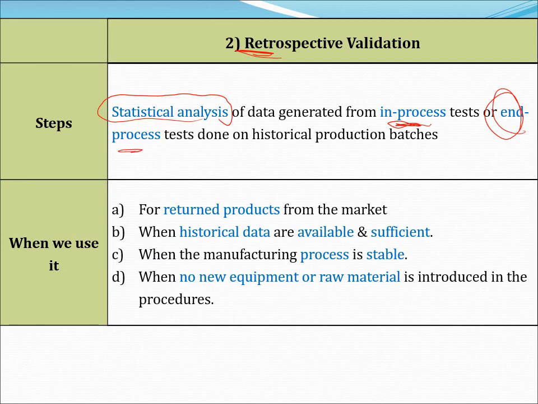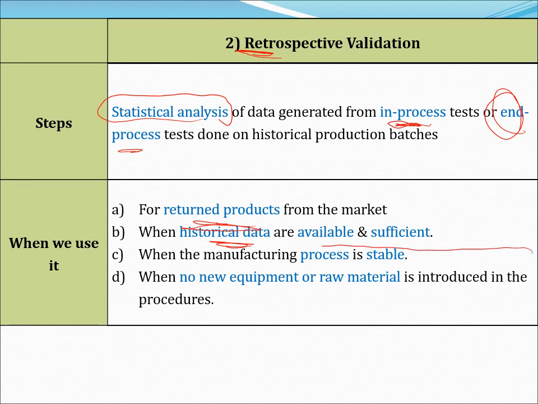You will do retrospective validation if there are returned products that came back from the market. If there is a recall for a certain batch due to a certain problem, you cannot make validation in advance now. You have to make it retrospective, because the product is already produced and distributed to the market, and then you have a problem, so you made a recall for this batch. So you will analyze the historical data and try to investigate where the problem is, which part of the production steps it comes from.